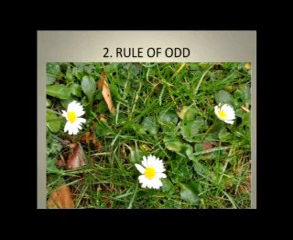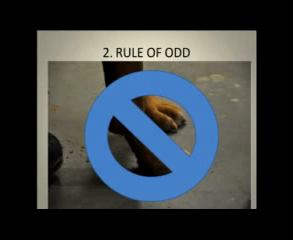Let's see one of my examples. In this picture you can see 3 white flowers. It's not a very good picture, but obviously having 3 flowers makes this picture look a little bit great. So go for it, and according to the rule of odds, try to go odd, don't go even.